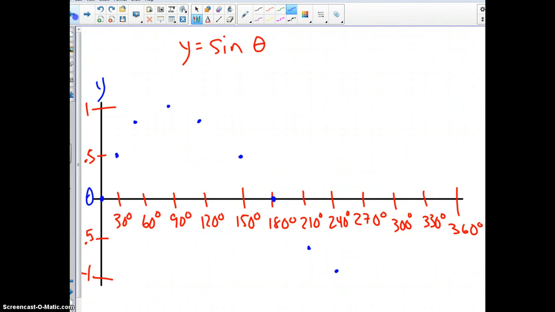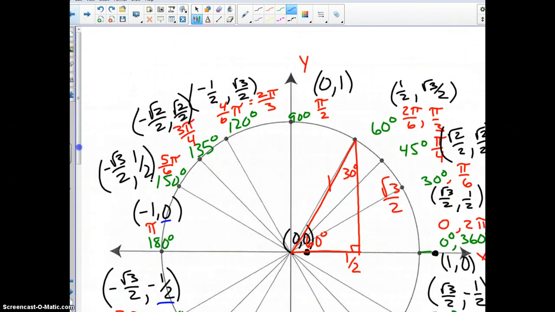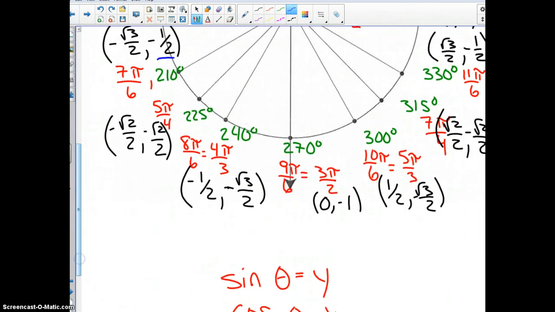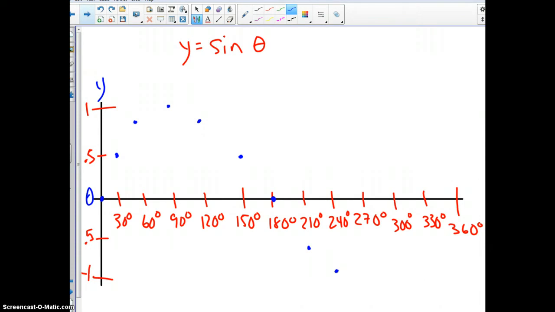So we plot about that point. Go on to 270. If you go back to your unit circle again, at 270 the y-coordinate is -1, so now we're down to -1. And then going on to 300, you're back at -0.866. Going to 330, you're at -1/2. And then when you come all the way back to 360, which is the same as 0, we're back to 0.